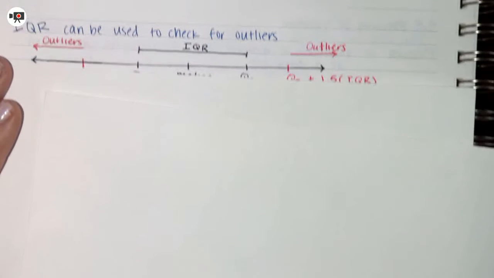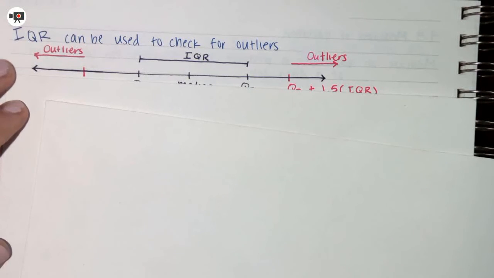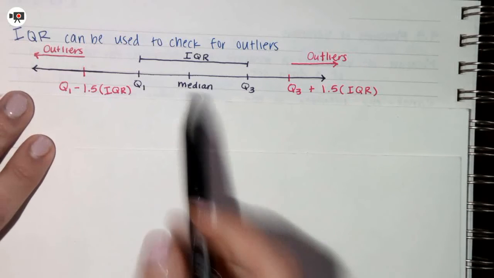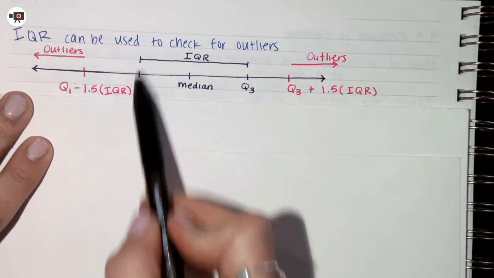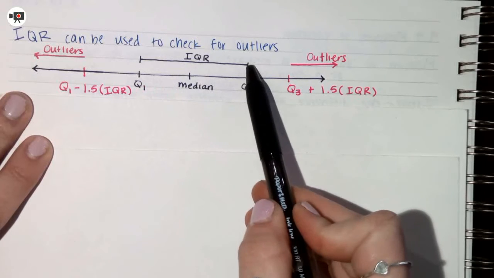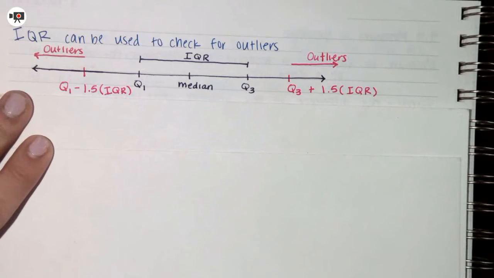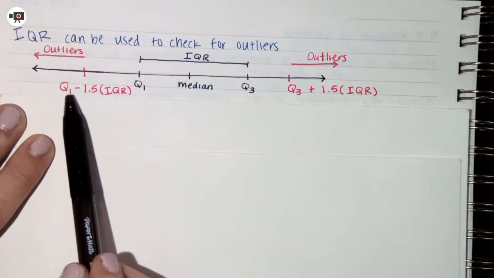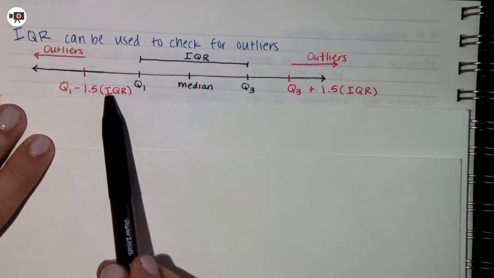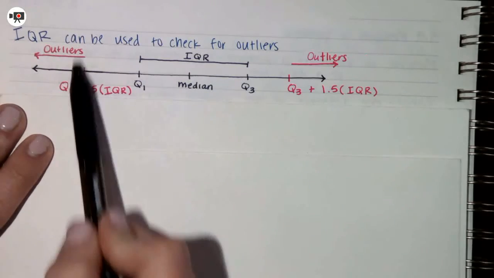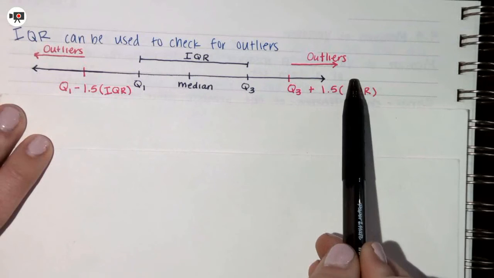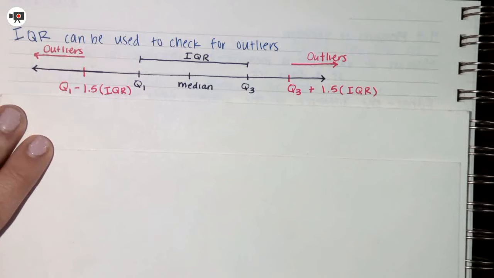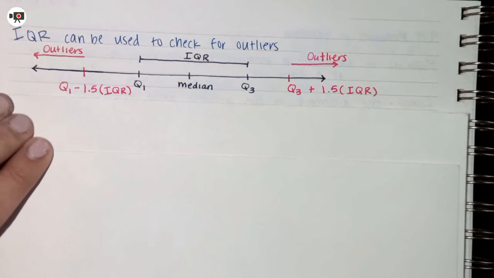So we can also use the interquartile range to check for outliers. So we have a data set here, quarter 1, quarter 3, and the IQR. Then anything lower than quarter 1 minus 1.5 times IQR is an outlier. Anything higher than the third quartile plus 1.5 times IQR is also an outlier.